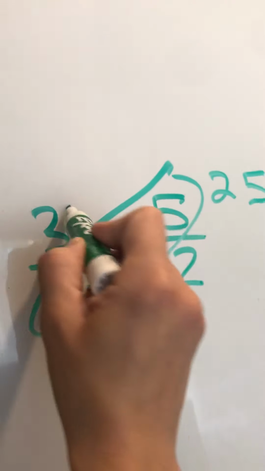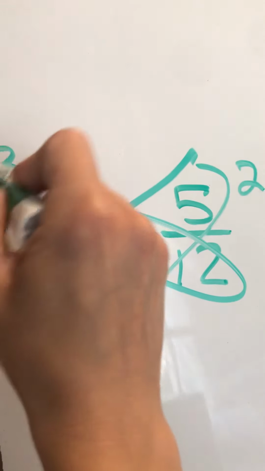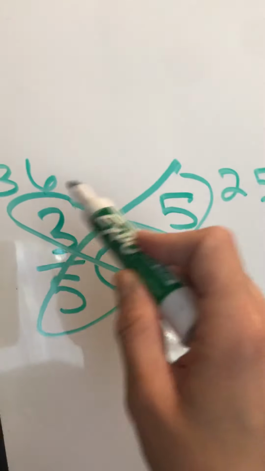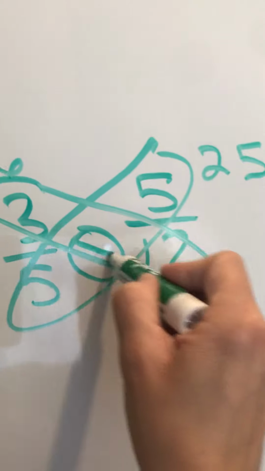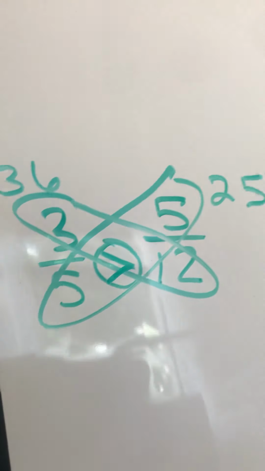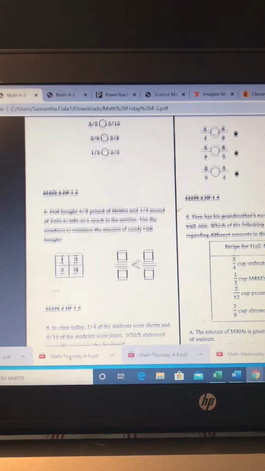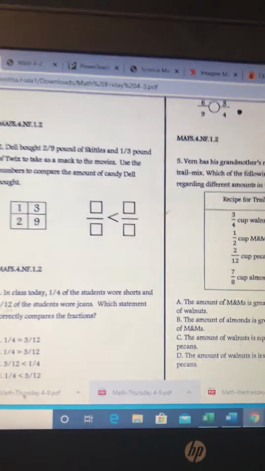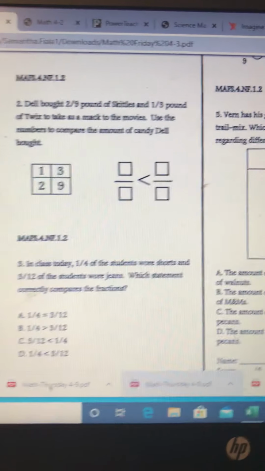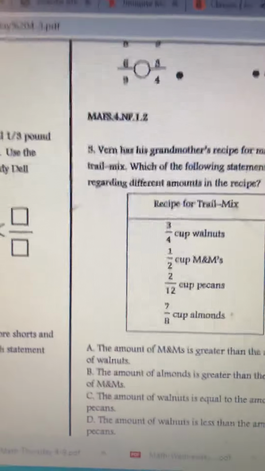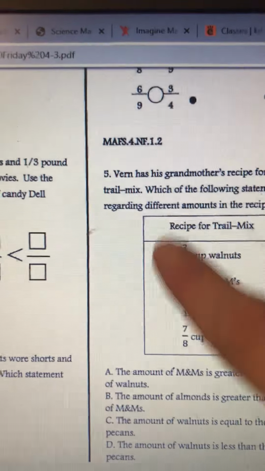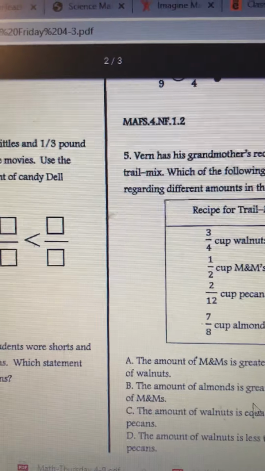5 times 5 is 25. And 3 times 12 is 36. What's greater, 36 or 25? 36, so 3/5 is greater. That is the butterfly method. So you're going to want to do that for this whole page, butterfly method, to compare your fractions. That's the same for the second question, the third question, same for the fourth, and for the fifth. For the fifth one, you're going to compare all of these to see which one is the greater one, okay?